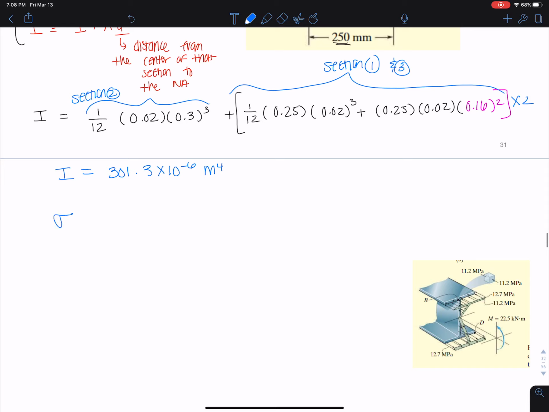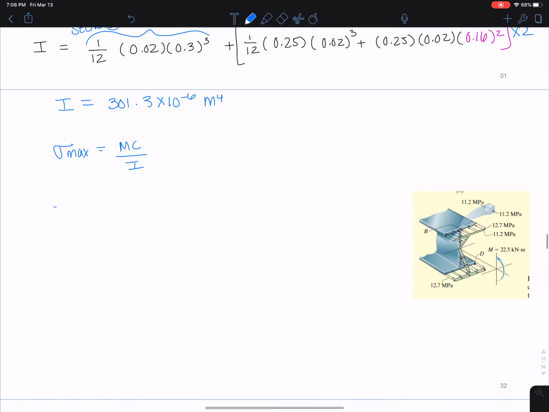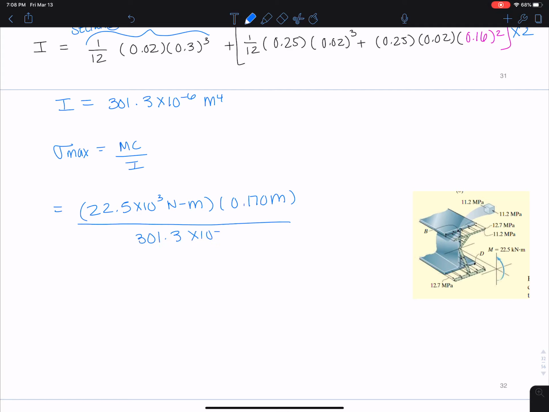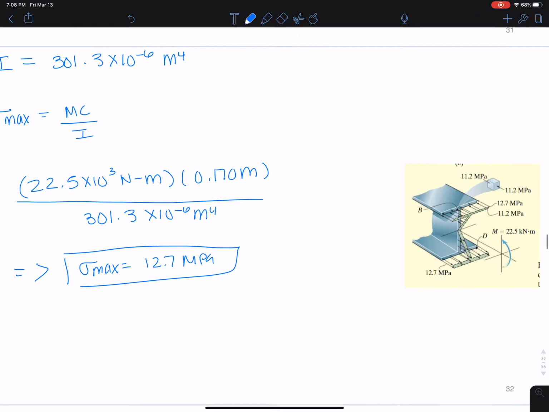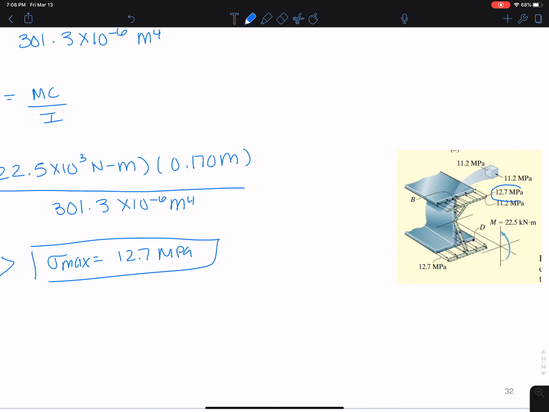Now I'm ready to plug in sigma max as Mc/I. I'm going to plug in 22.5 times 10 to the 3 Newton meters times 0.170 meters, divided by 301.3 times 10 to the negative 6 meters to the 4th. And I get a grand total sigma max of 12.7 megapascals. You can see that right here. That's the very top value of my stress distribution and what we were looking for. We're looking for that sigma max.